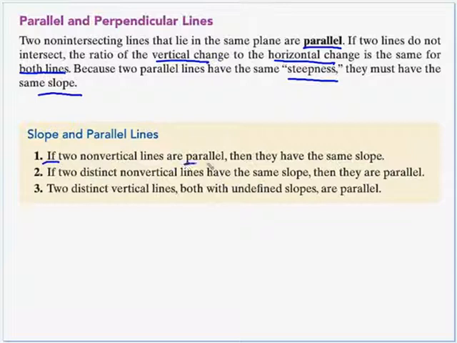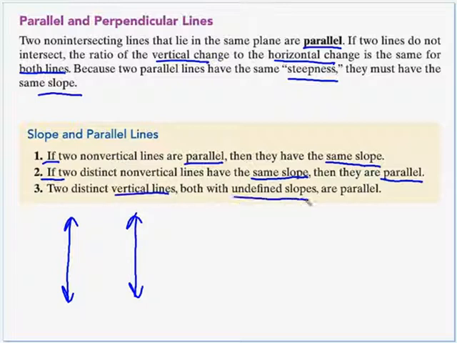So a couple points here with slope and parallel lines. If the lines are parallel, then they have the same slope. And the converse is also true. If two distinct non-vertical lines have the same slope, then they must be parallel. And the last one sort of catches the undefined ones. Remember, if a line goes straight up and down, it has undefined slope. It is all rise and no run. So if you have two distinct vertical lines with undefined slopes, then they too are parallel.